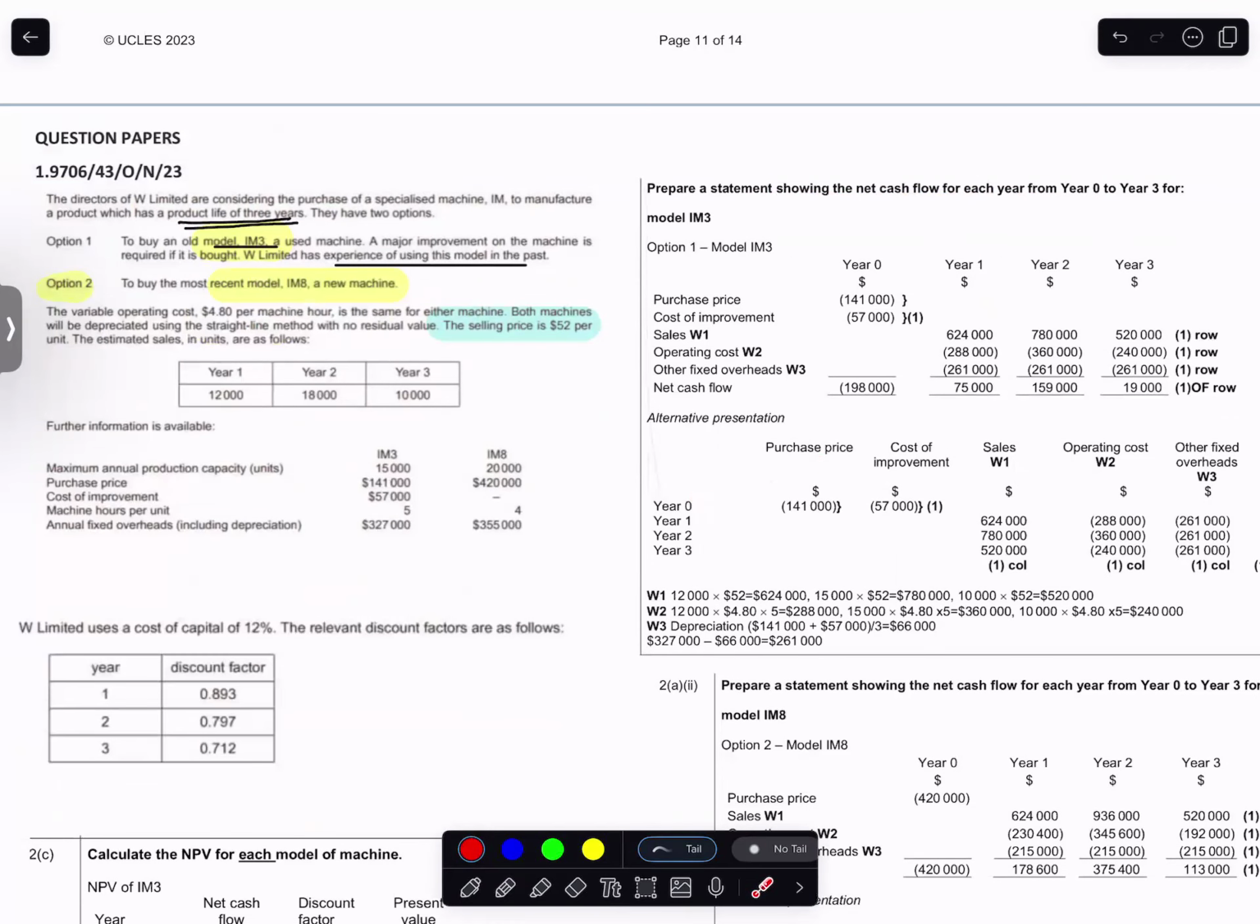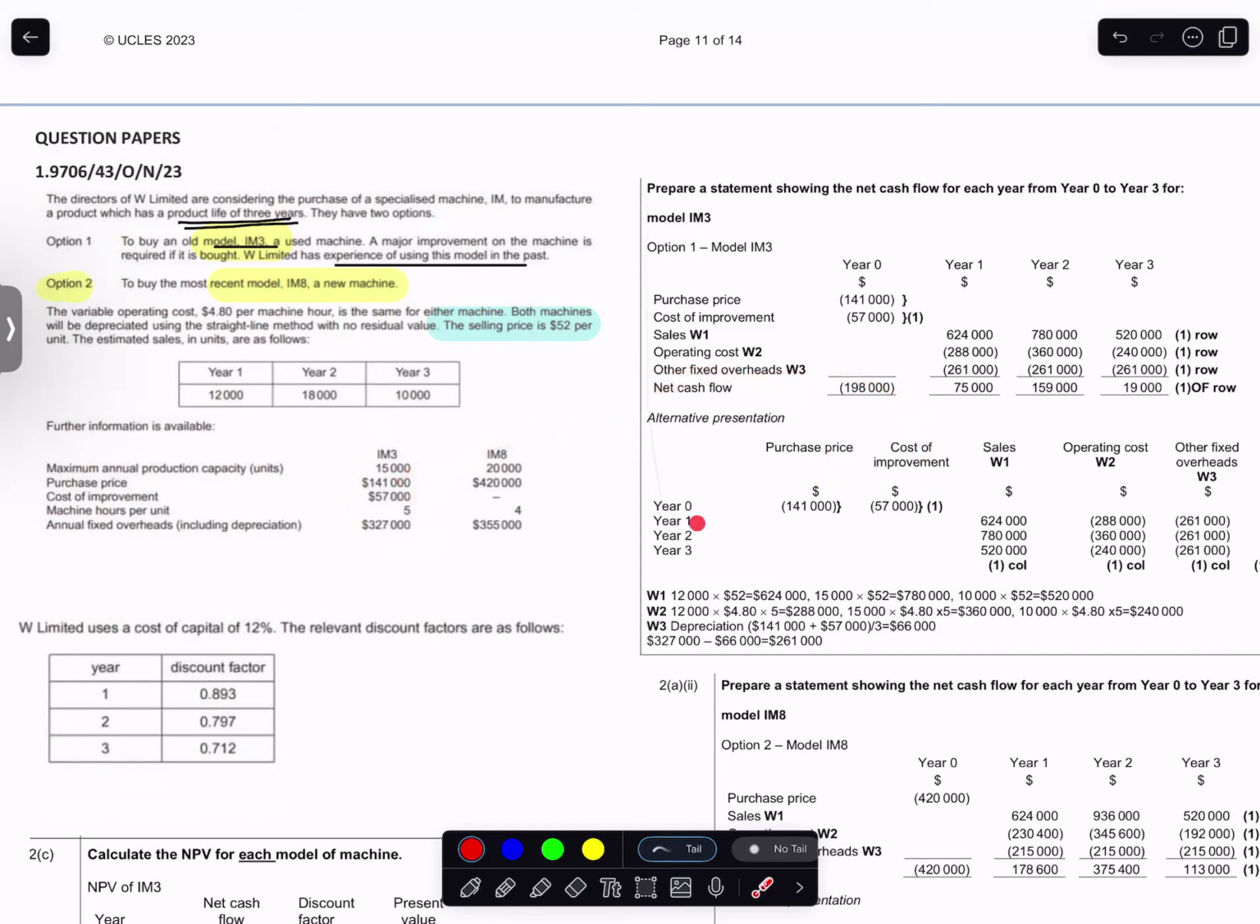So first, what do you have? Name the machinery purchase price of it, to which you'll add the cost of improvement. These are the only two costs for the investment cost, for year 0. Then for year 1.